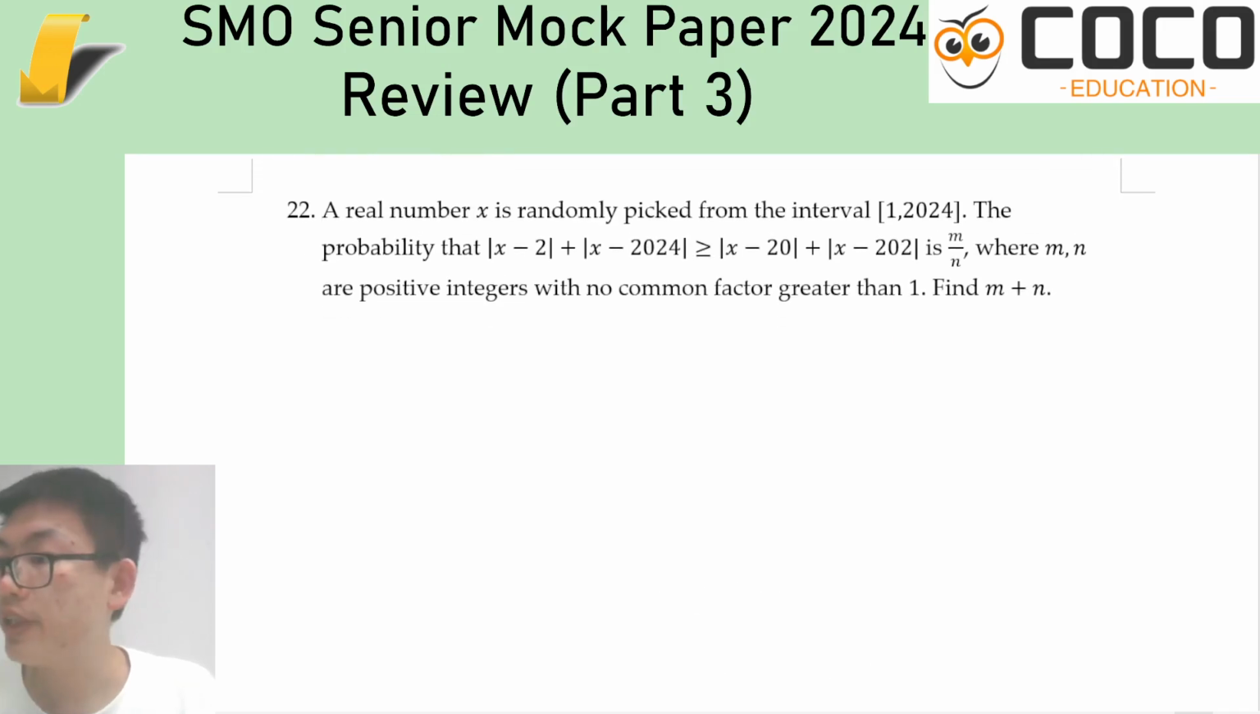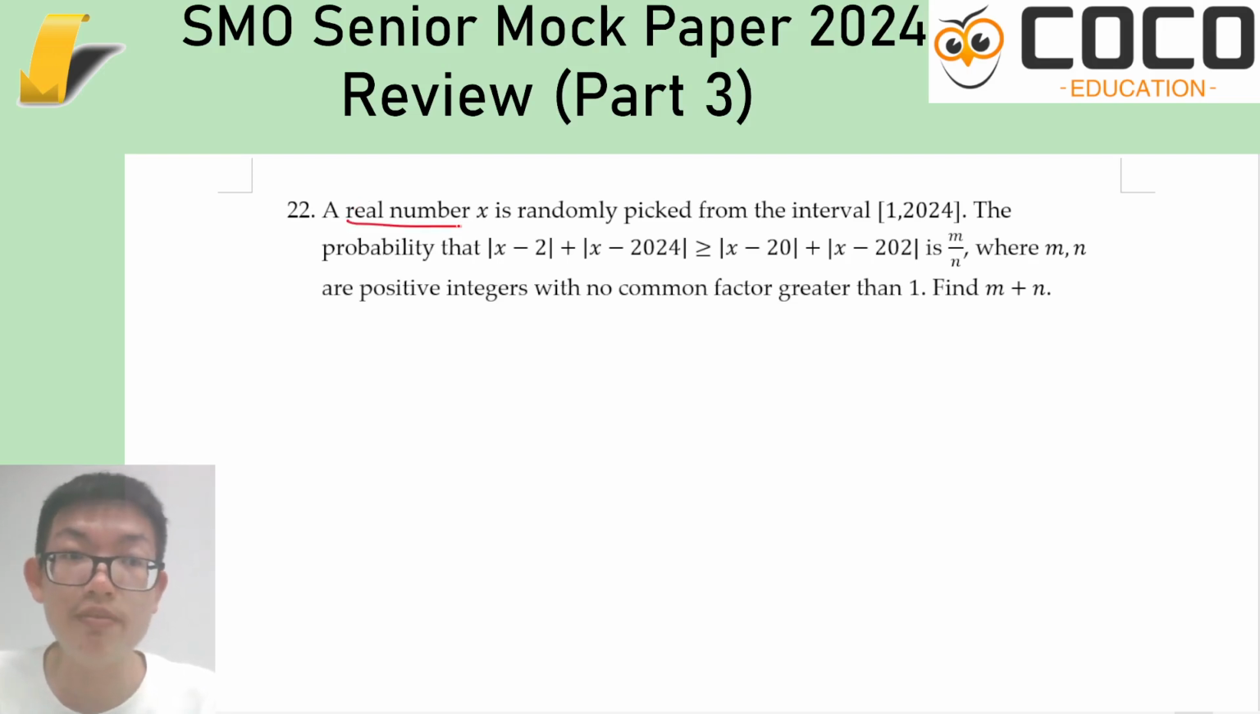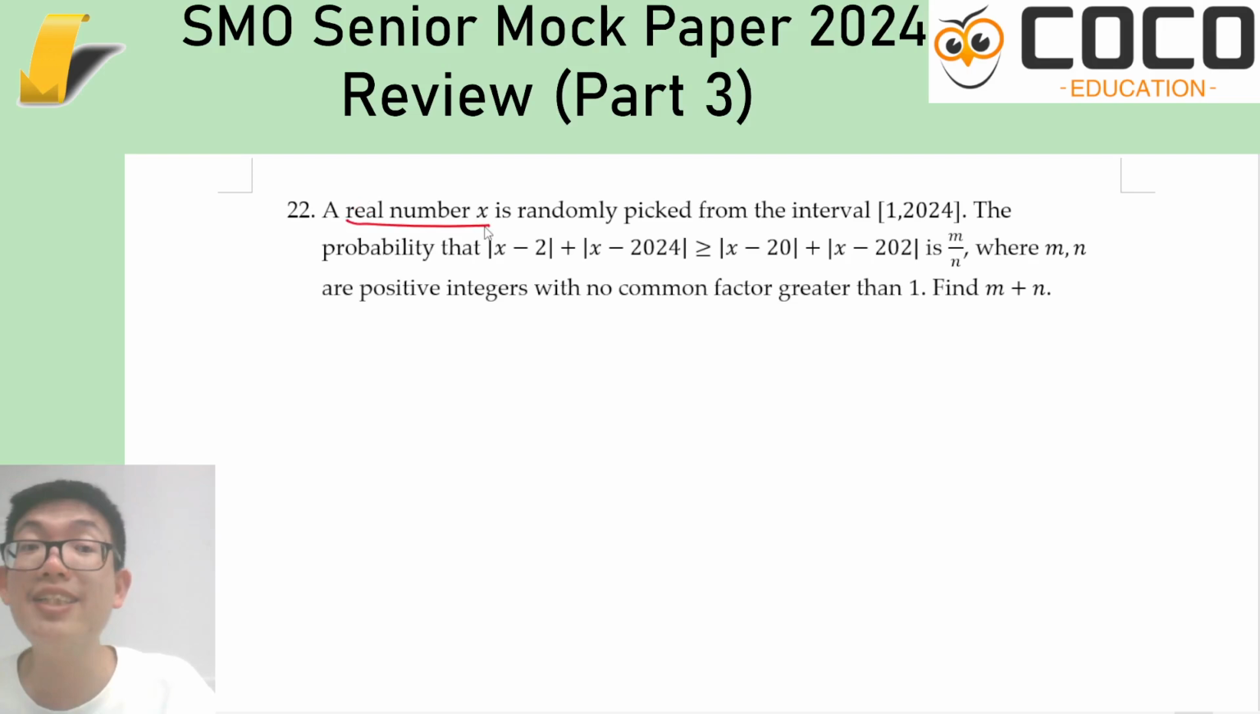22 is a trick question. Quite a number of you got tricked. You got tricked because of the fact that either you didn't read carefully, or you didn't fully appreciate the implications of a real number x, not an integer x, but a real number x.